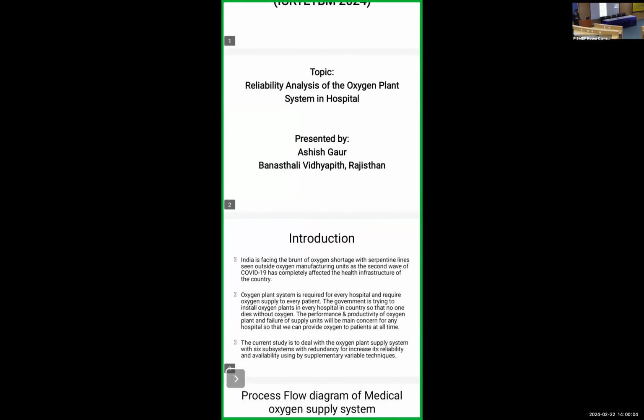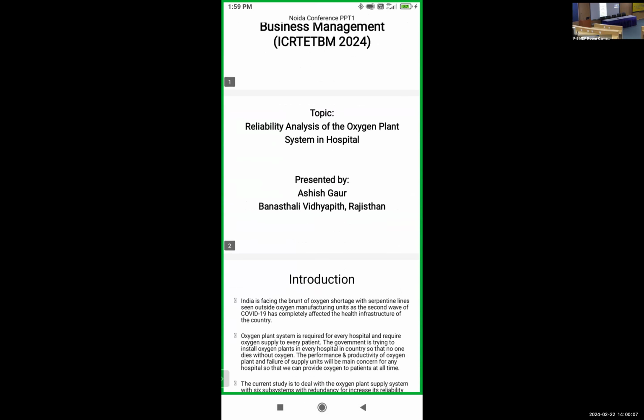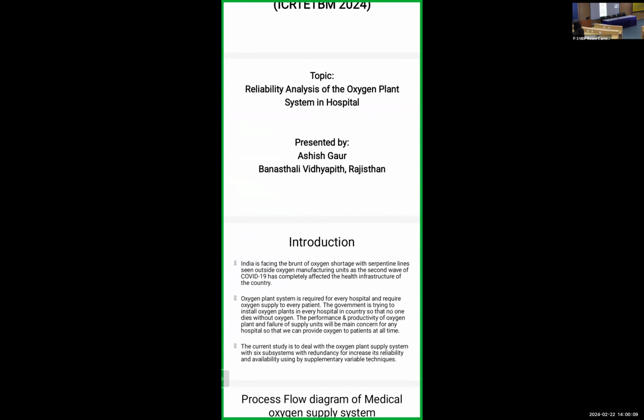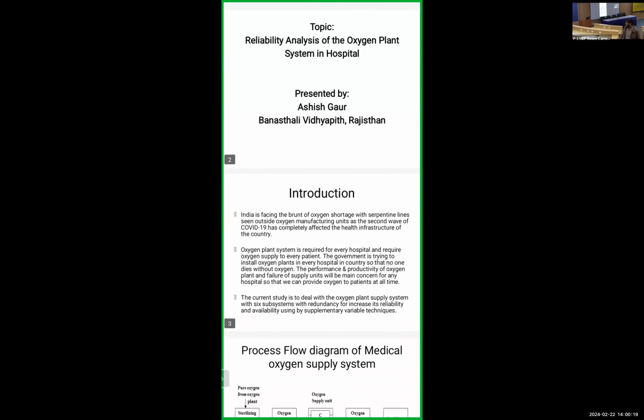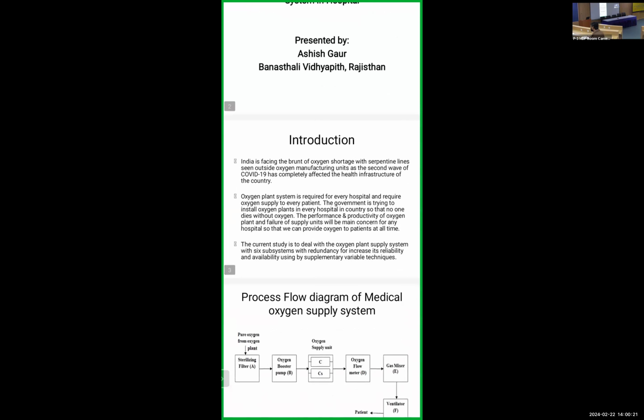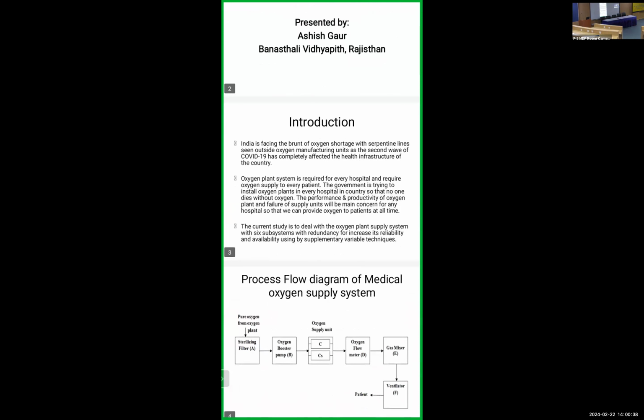My topic is the reliability analysis of the oxygen plant system in a hospital. I'm Ashish Gaur, research scholar from Vanasali Vidyapeeth. The introduction: India is facing the brunt of oxygen shortage, with serpentine lines seen outside oxygen manufacturing units, as the second wave of COVID-19 has completely affected the health infrastructure of the country.